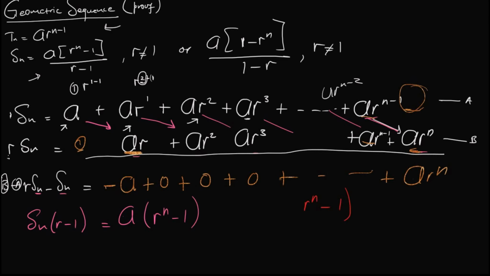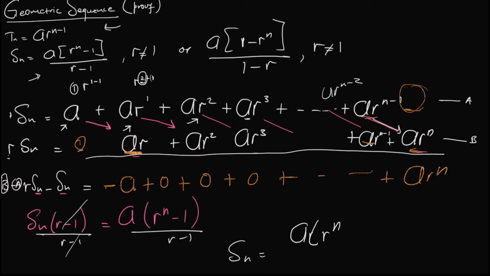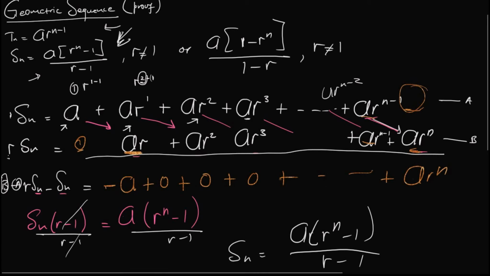Okay, so I'll remove this. What we're going to do next is divide by R minus 1 on both sides. So this cancels out, and you have Sn equals A times Rn minus 1 all over R minus 1. So you can see that this one we have already proven.